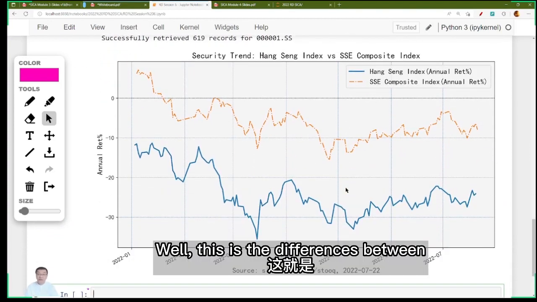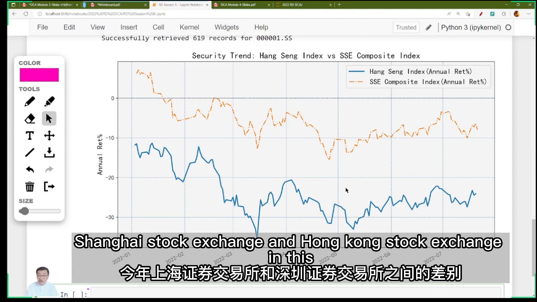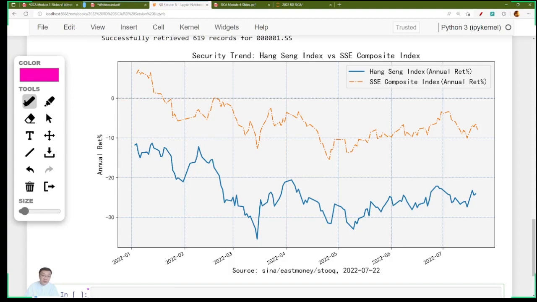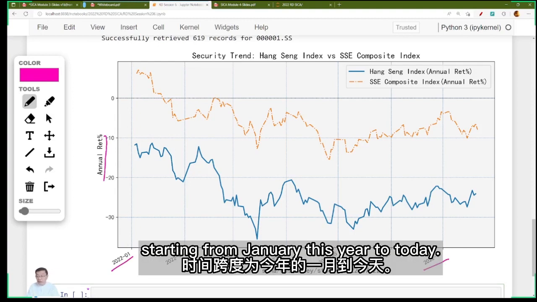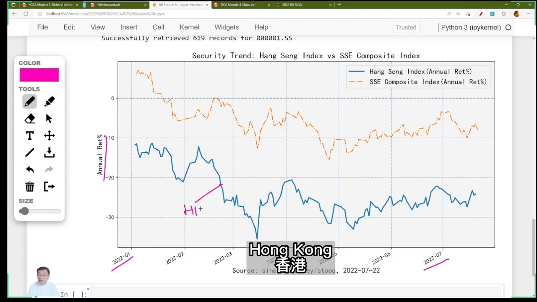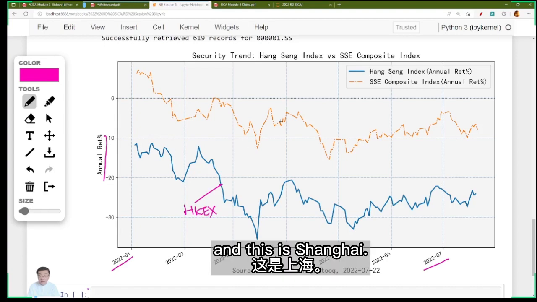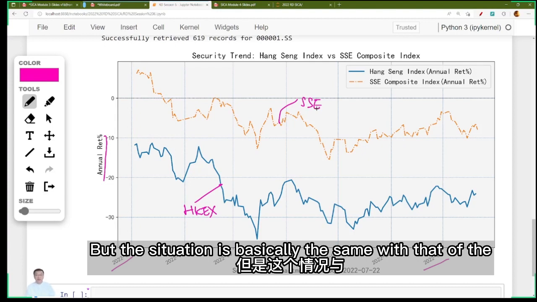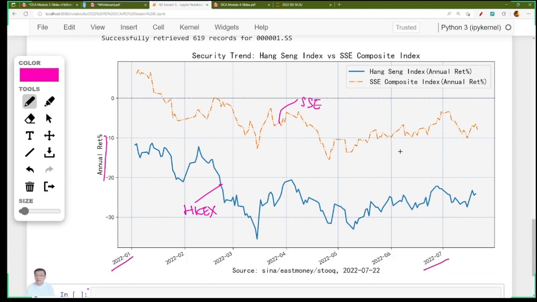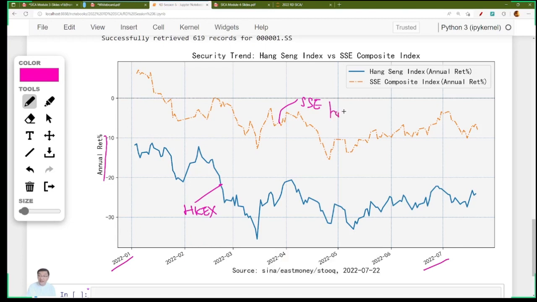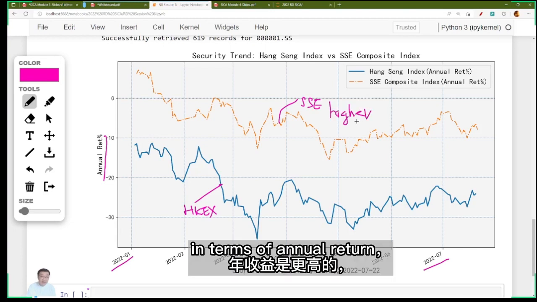Well, this is the difference between the Shanghai Stock Exchange and the Hong Kong Stock Exchange in this year in terms of annual return. Starting from January this year to today, we find that, okay, this is Hong Kong and this is Shanghai. Well, the situation is basically the same as that of the previous picture. Shanghai is higher in terms of annual return.